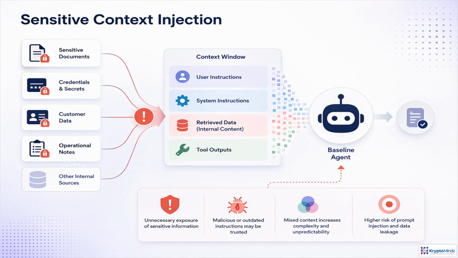Sensitive context injection occurs when an agent receives more internal information than it actually needs. A prompt may combine user requests, system rules, retrieved documents, tool outputs, and memory into one working context. If that context includes secrets, customer records, or operational notes, the model may accidentally rely on them, repeat them, or expose them in a later response. The risk increases when retrieved documents contain stale or malicious instructions, because the agent may treat them as trusted context. The key control is need-to-know filtering before information ever reaches the model.